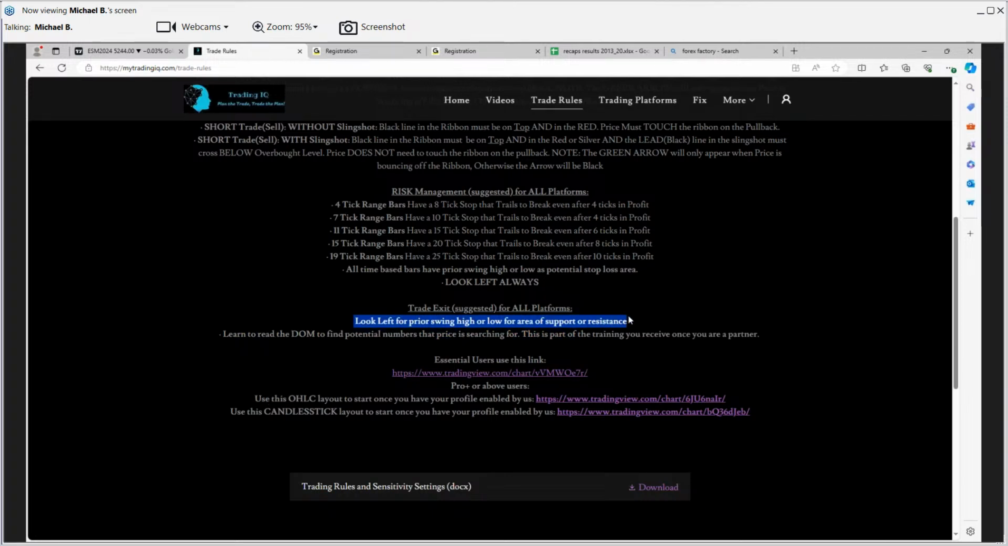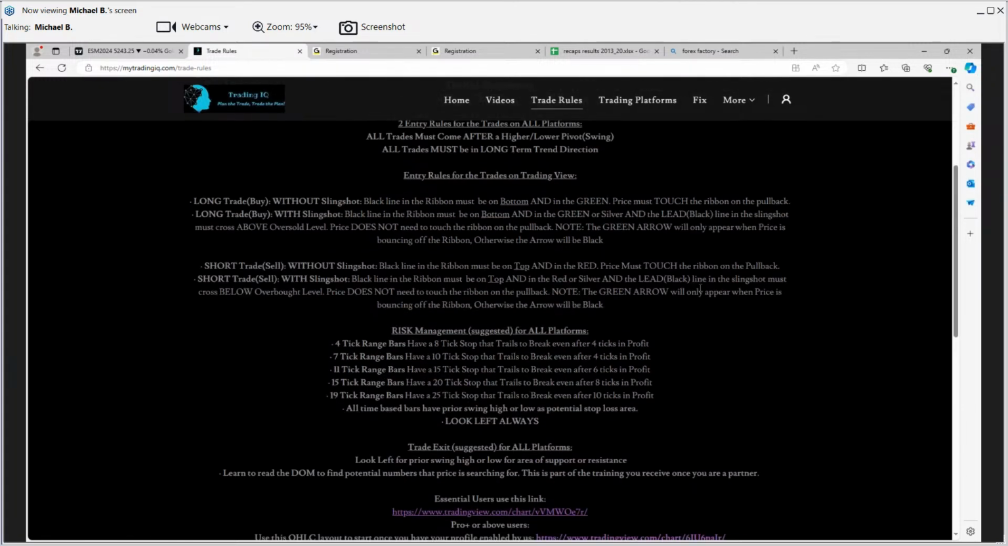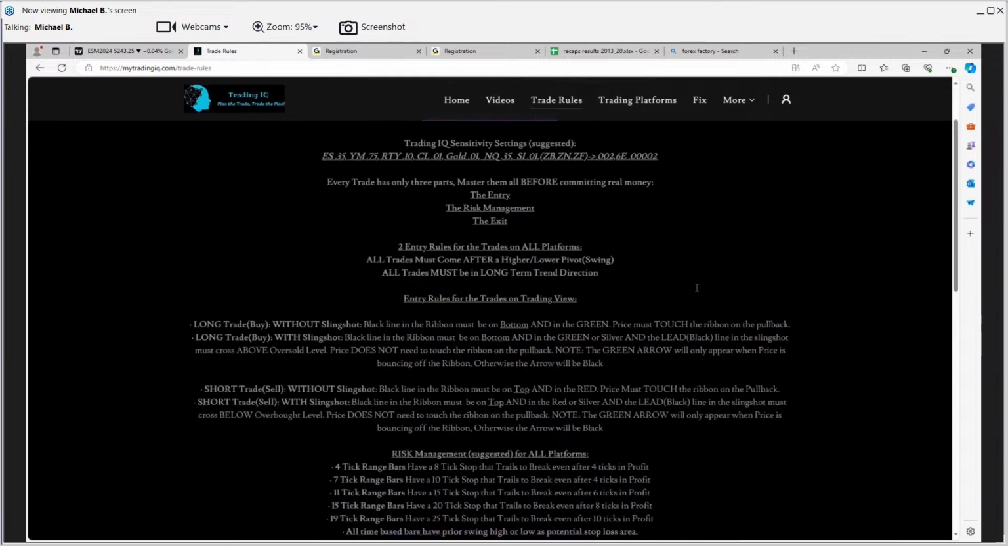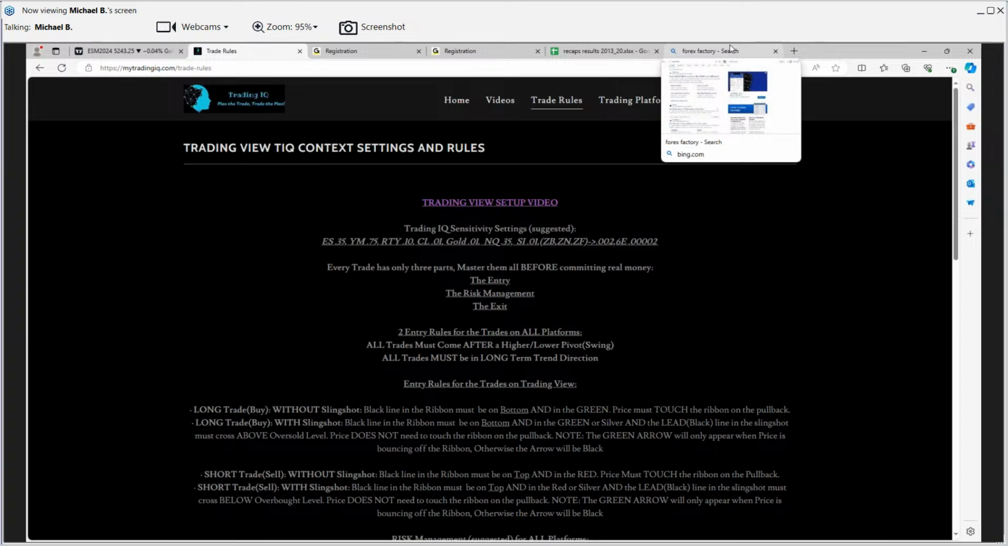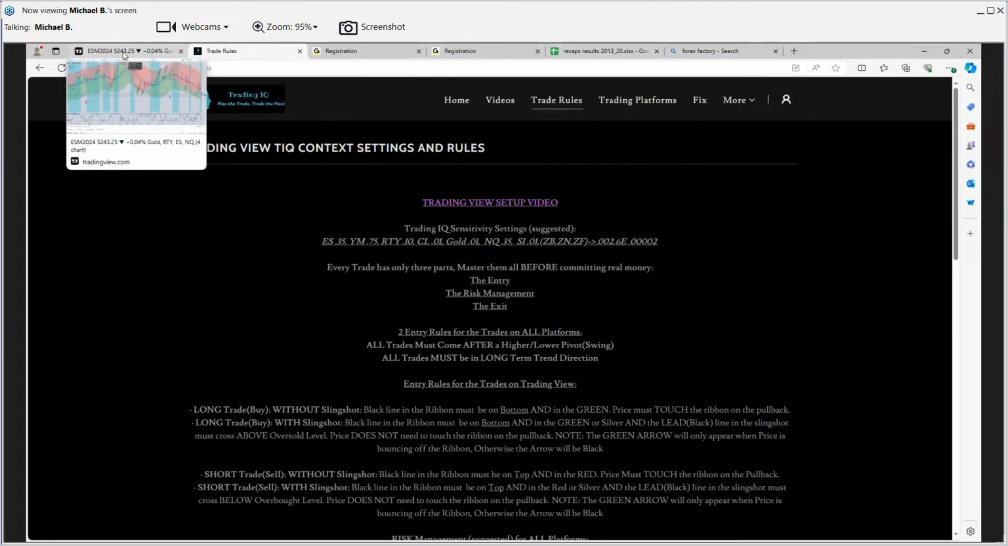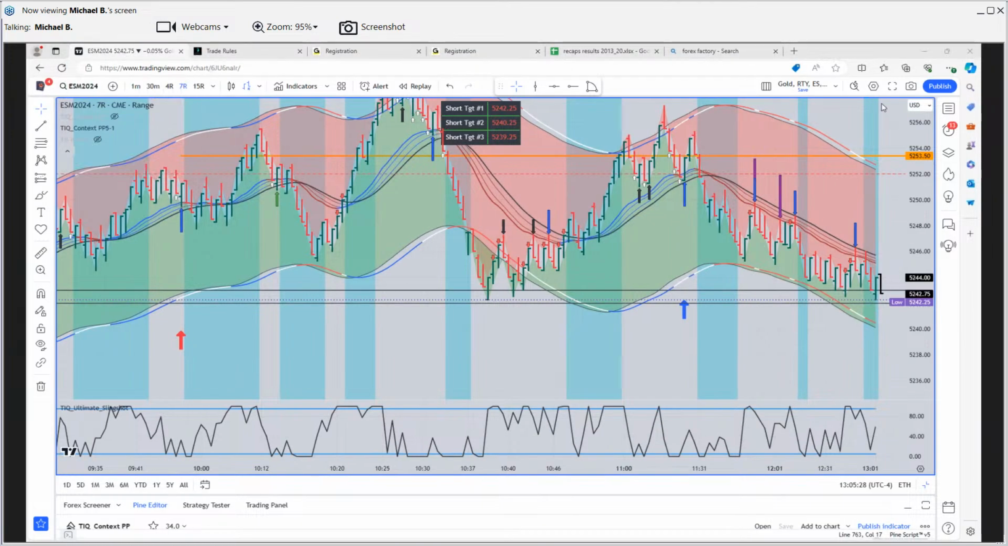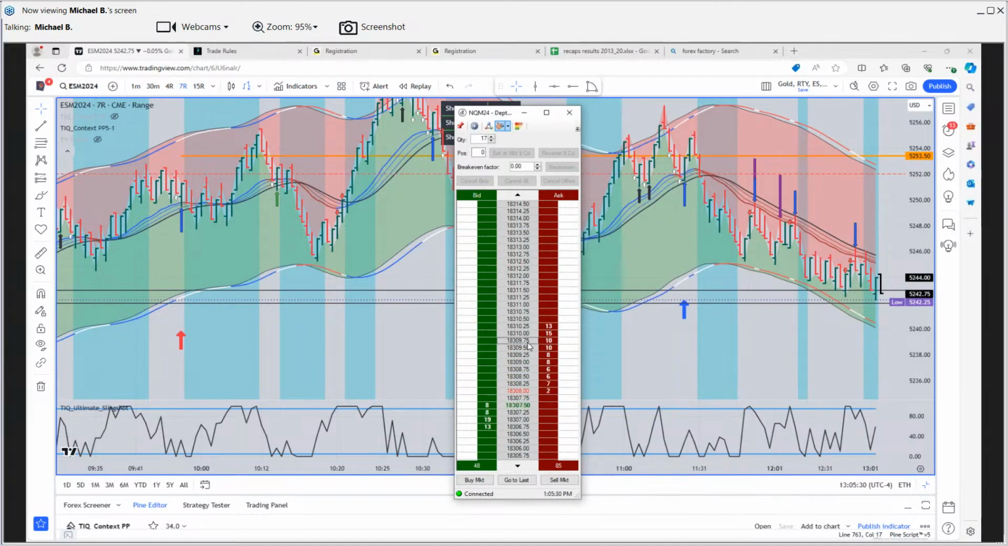First, you look left for the swing higher, low for area support or resistance. And then you learn to read the DOM to find potential numbers of prices searching for as part of the training you receive once you're a partner. That's part of it. Knowing when to lock in more and trail your stop close. But what I do typically is I trail the stop with the NQ. You're asking just about the NQ. This is going to apply to most things, but as far as the speed with which I trail the stop, because the NQ runs so fast, and because it's 4 ticks per point, I usually trail 4 ticks at a time. Like I'll bump it to 4 ticks, then another 4, and then another 4, and then another 4. So I do a point at a time with the NQ. That's usually how I do it.